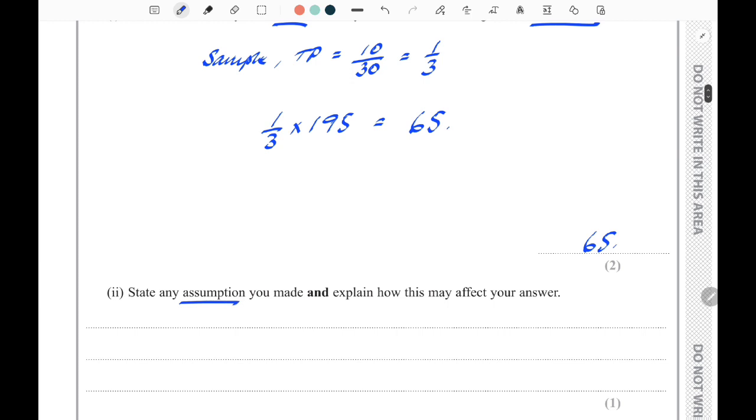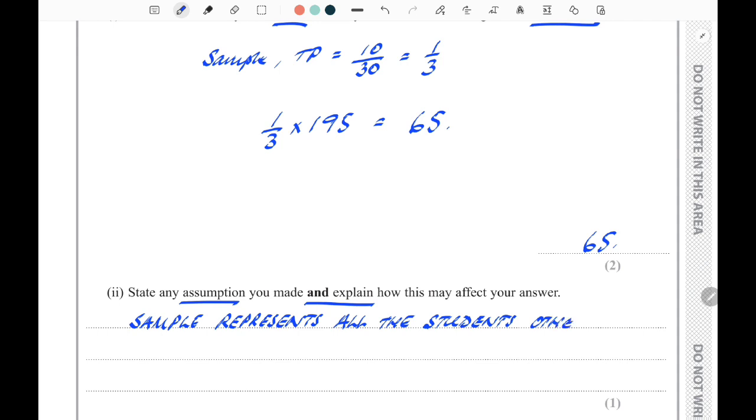Now it says state any assumption and explain. All right, so the assumption is that the sample represents all the students, otherwise the answer will be different. Right, there we go. It doesn't need anything more than that.